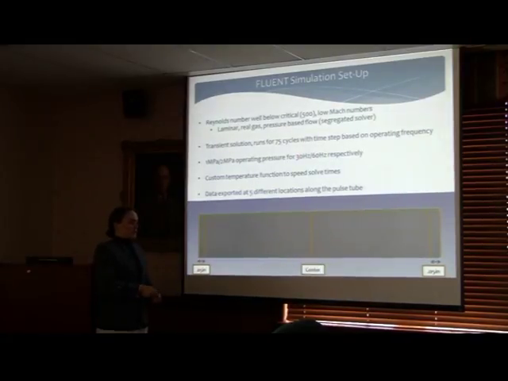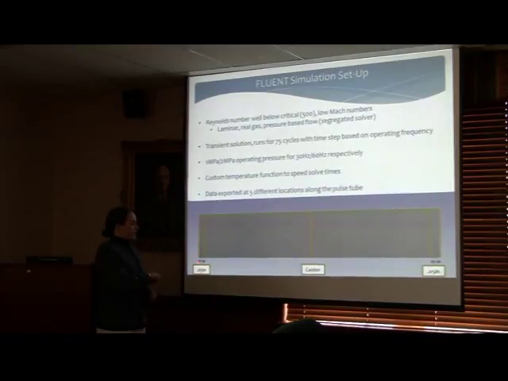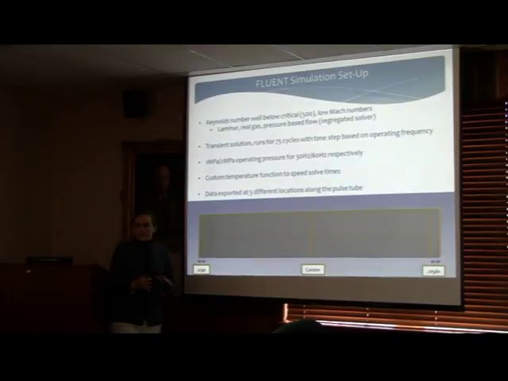And then to speed up solving, we came up with a custom temperature function that, when the simulation starts, sets this side at 4, sets this side at 20 or 30 to 80, and then breaks apart the pulse tube so it's faster to solve. And then we had data exported at 5 different locations for every time step that we solved. Some are slightly in from the inlet because we wanted to account for any effects happening right at the inlet or the exit, and then one right in the middle.